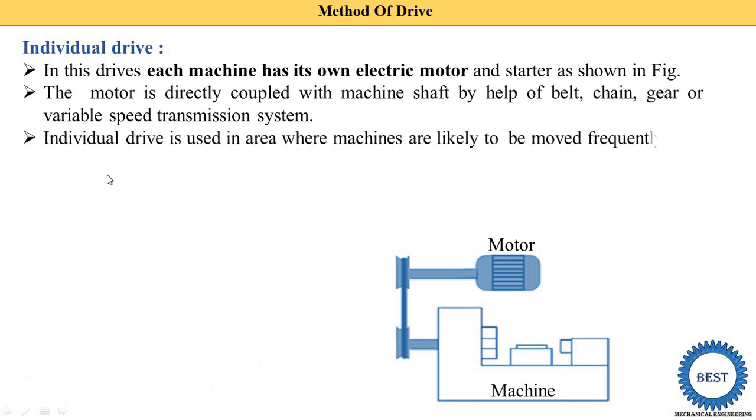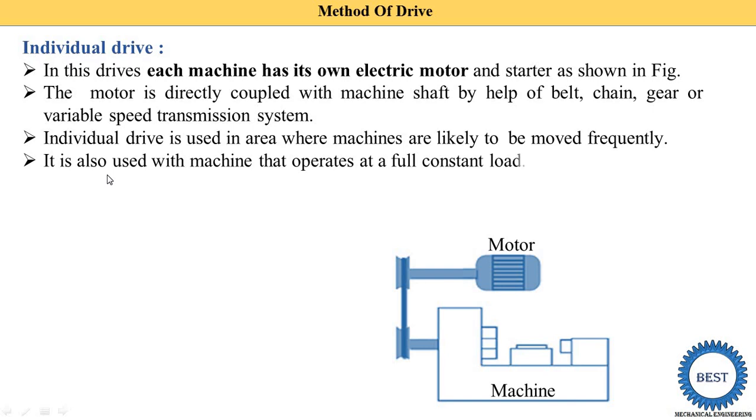Individual drive is used in areas where machines are likely to be moved frequently. It means when we need to move the machine from one place to another frequently, it is beneficial to use the individual drive. It is also used with machines that operate at full constant load. It means the machine runs on full load continuously. At that time we need to use the individual drive instead of a group drive.